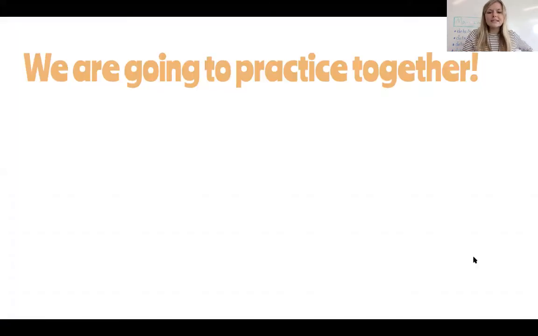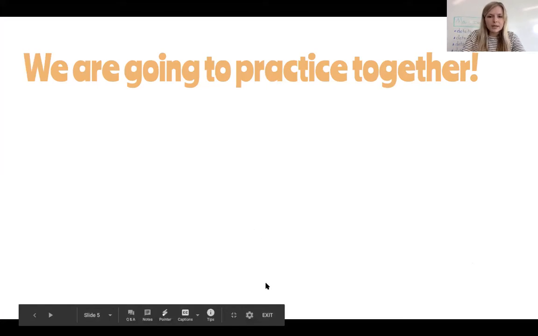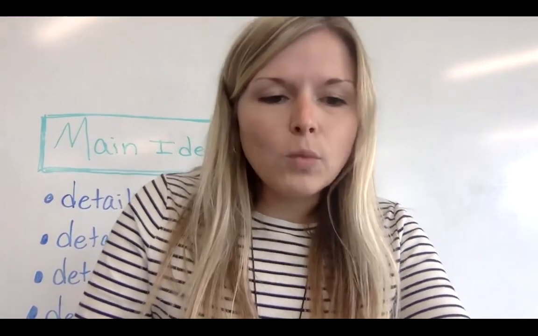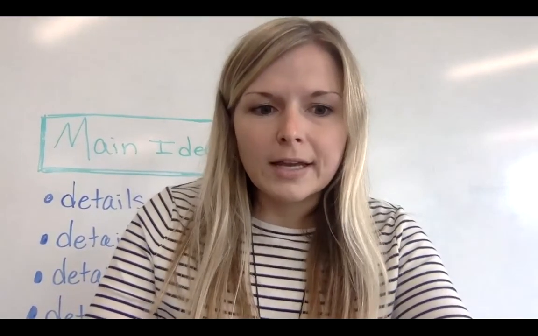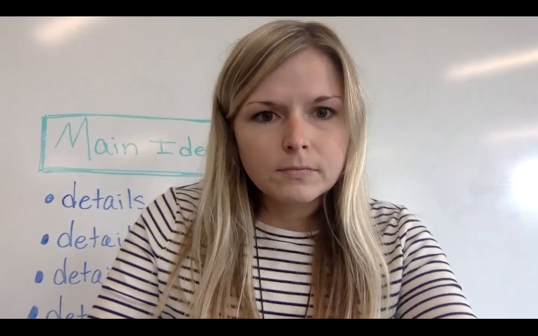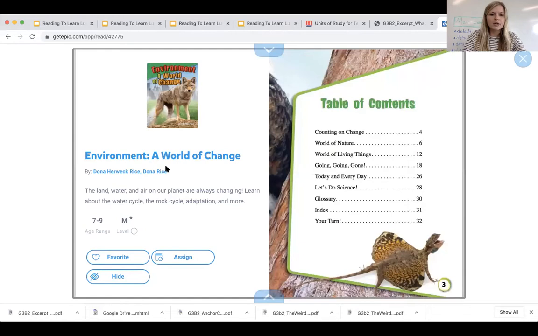We are going to practice together and we're going to use a book that you're familiar with. I am going to read to you a book. And while I'm reading, we are going to practice what you would be doing in your everyday reading life. Just a moment and I'll share it with you on my screen. We're going to practice organizing our reading. We are going to read Environment, A World of Change together. And we are going to organize what we read as we go along. We are going to make main ideas, subtopics, and supporting details. I'm previewing my table of contents so I get to know what my book is about.